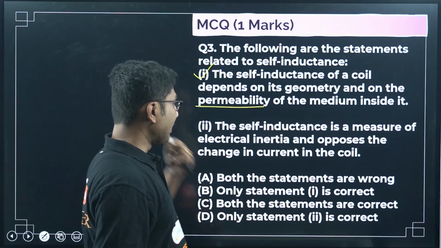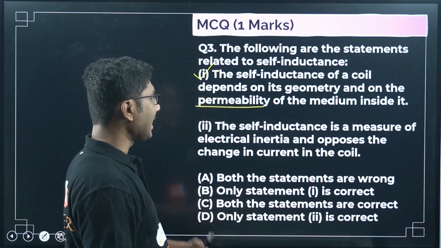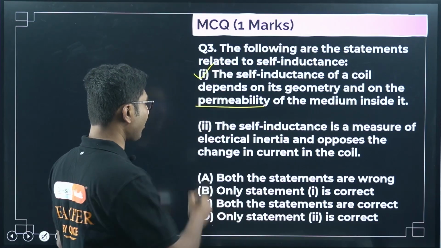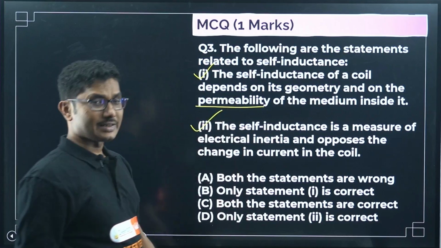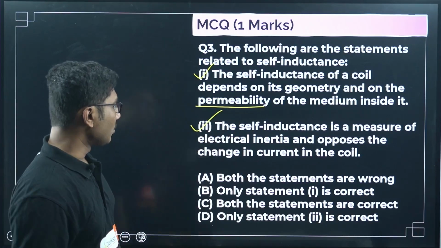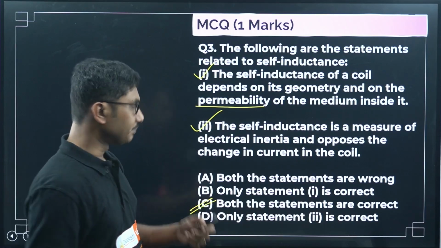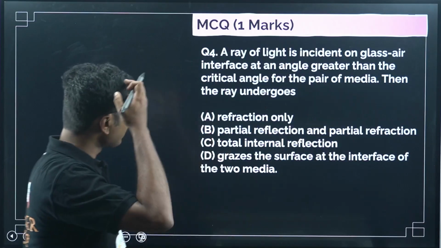Now, what is statement 2? Self-inductance is a measure of electrical inertia and opposes the change in the current in the coil. Yes, self-inductance is the measure of inertia. So both the statements are correct, and the correct answer is option C. Now, let's move on to the next question.